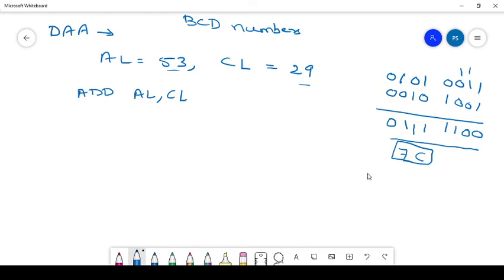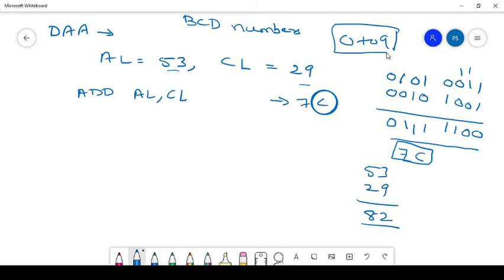But when you add the BCD numbers 53 plus 29, the result should actually be 82. But the microprocessor will not perform like this. So this result that we are getting, 7C, actually in BCD numbers C is not there. In BCD numbers we only have 0 to 9. A, B, C, D, E, F are not available in BCD numbers. So you can say that this 7C is an invalid BCD number.